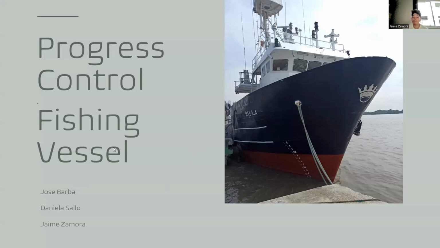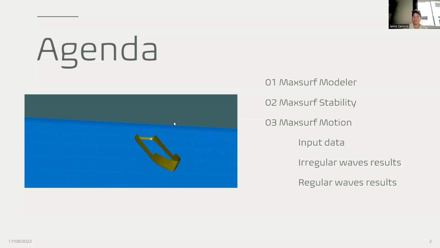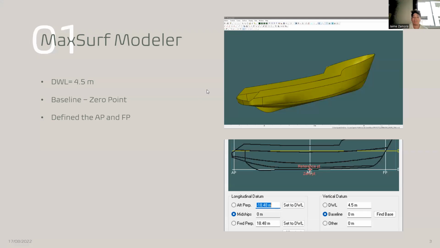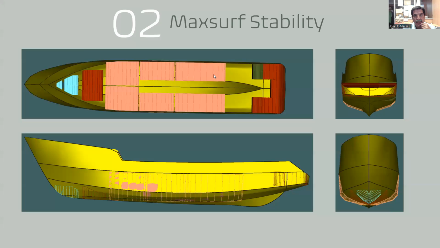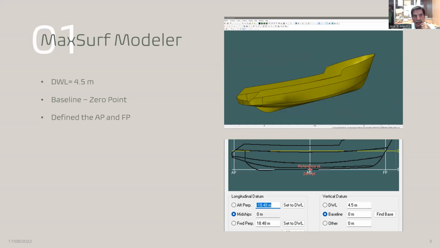Good morning, everyone. We are group 3, and this is the agenda for today for the progress control presentation. Talking about the Maxwell modeler, we set the WL as 4.5 meters. We set the baseline at the 0 point and define the aft perpendicular and the forward perpendicular as shown in the pictures.